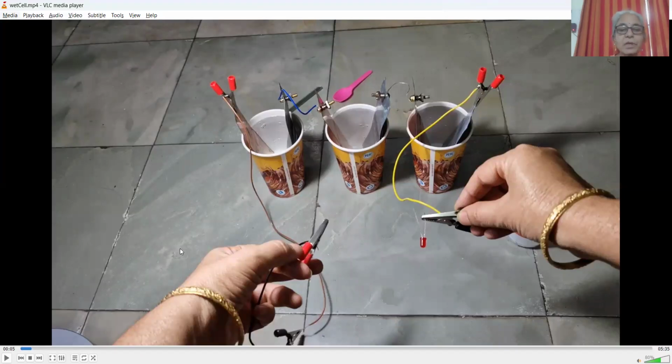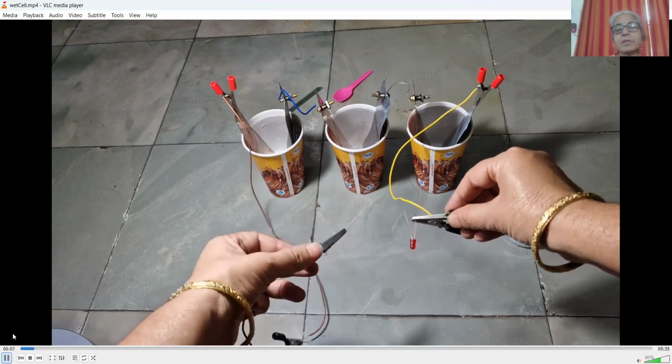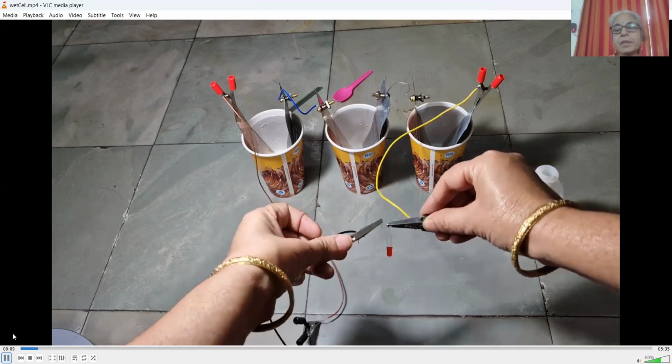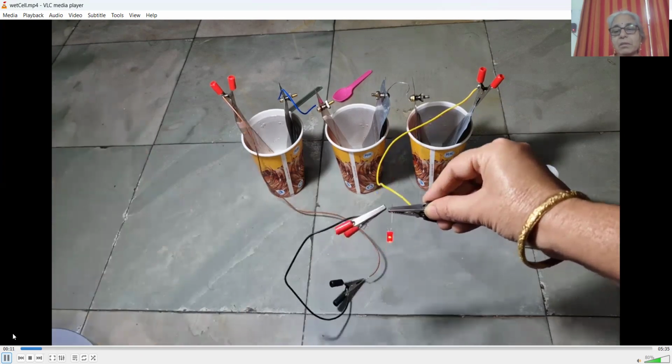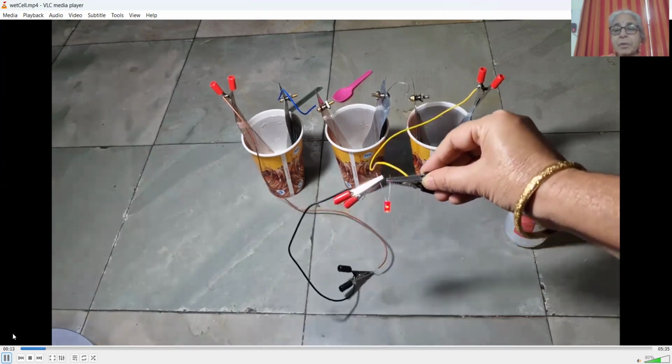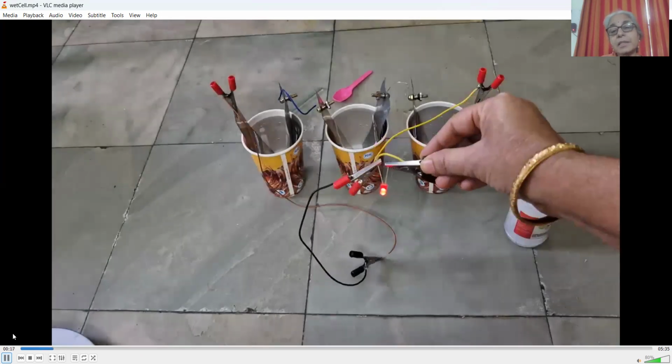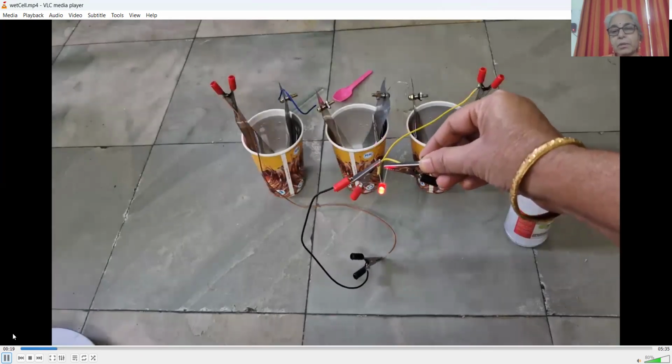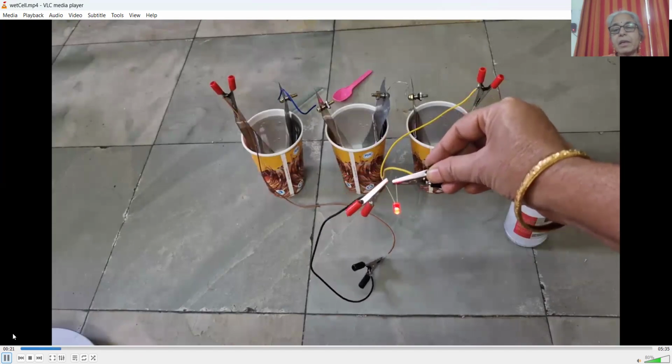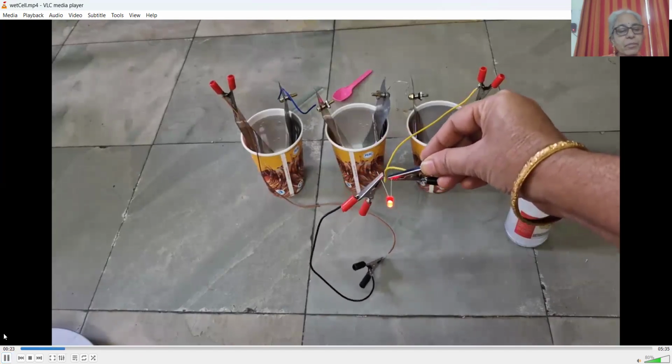Here is the small LED bulb. I have connected the zinc plate of the last cell to the short terminal, and I'm going to connect the copper plate of the first cell to the long terminal, and the bulb glows. This is the bulb glowing with the electricity that we have generated on our own. Okay, so you can see the bulb glow.